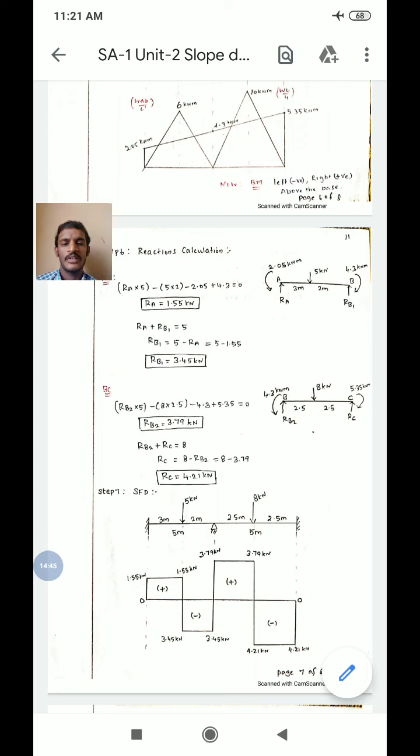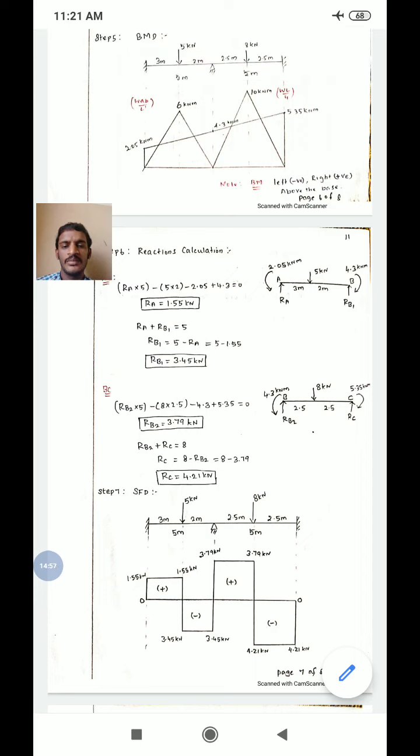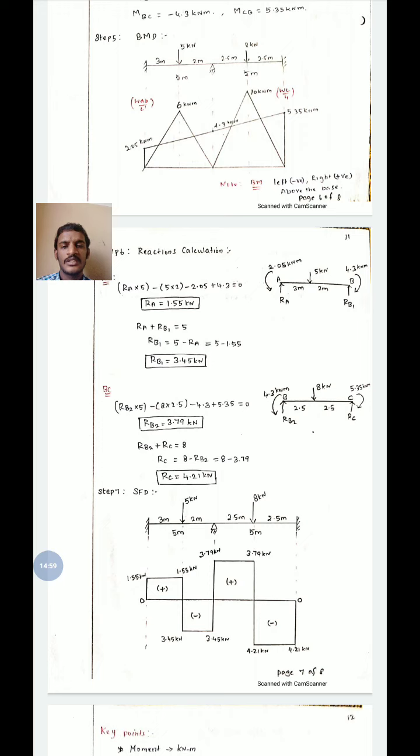Similarly, we have to draw for the BC portion also. In the BC portion, the RB2 reaction is available as positive 3.79. Therefore, it is drawn in the upward direction. Up to the 8 kN point there is no load, therefore a horizontal line is drawn. At that point, the 8 kN load acts downwards, therefore 3.79 minus 8 comes to minus 4.21 in the downward direction. Adding the RC reaction 4.21, we will get the final answer. It connects to the C point as 0. Likewise, we have to draw the shear force diagram.